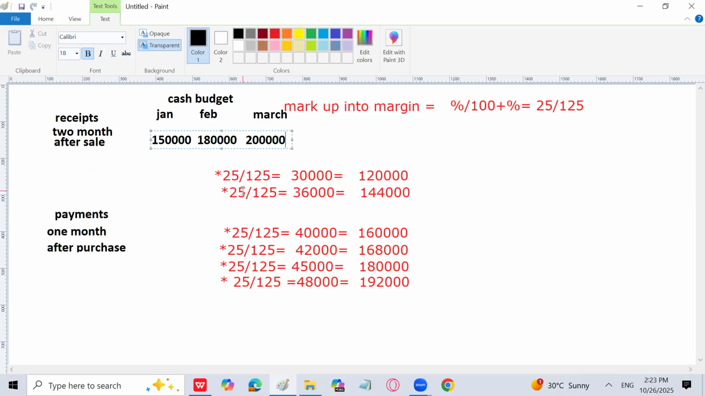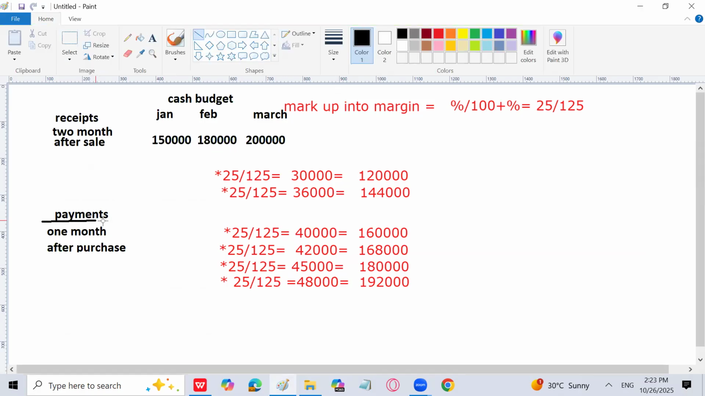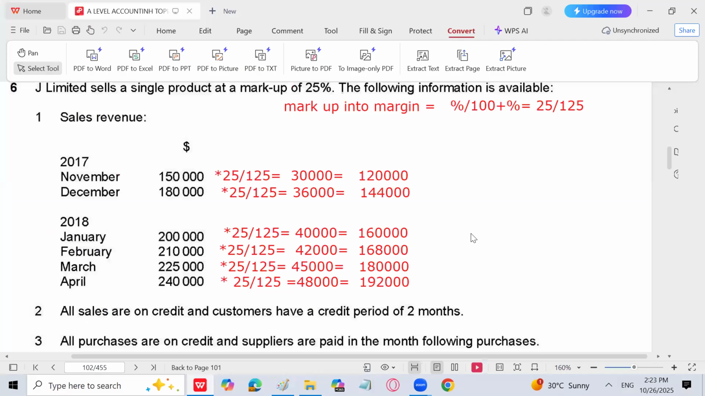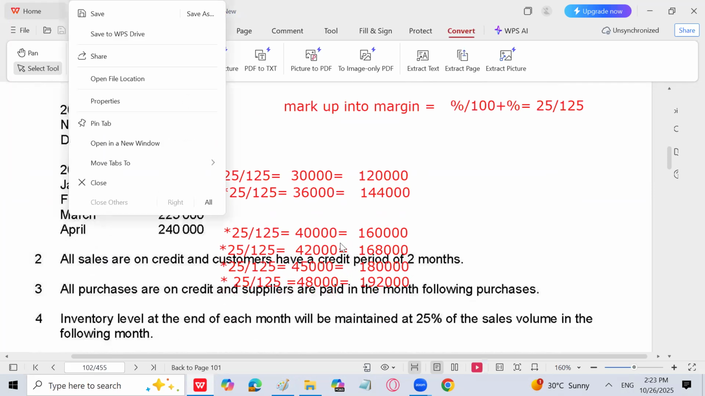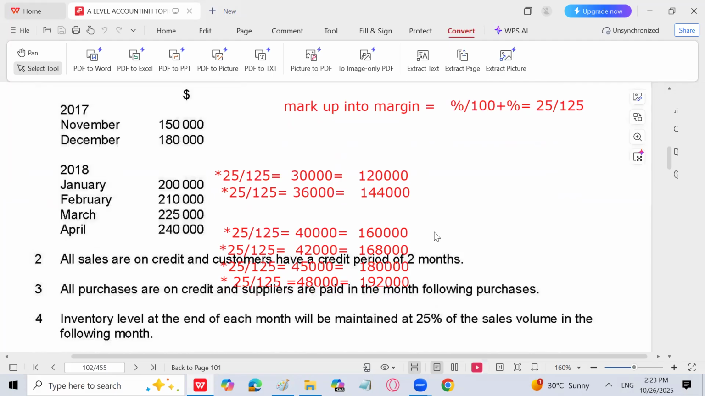So what is the problem then? Problem is basically in payments. Problem is not in receipts. That is in payments. That we are going to make the payment 1 month after purchase. And we don't have the purchases. So that is the reason that I have converted markup into margin. I have applied the margin on sales to get the amount of cost of sales for each month. And now it says, it's not the purchases. No, no, no. It's not the purchases. My dear, it is cost of sales.